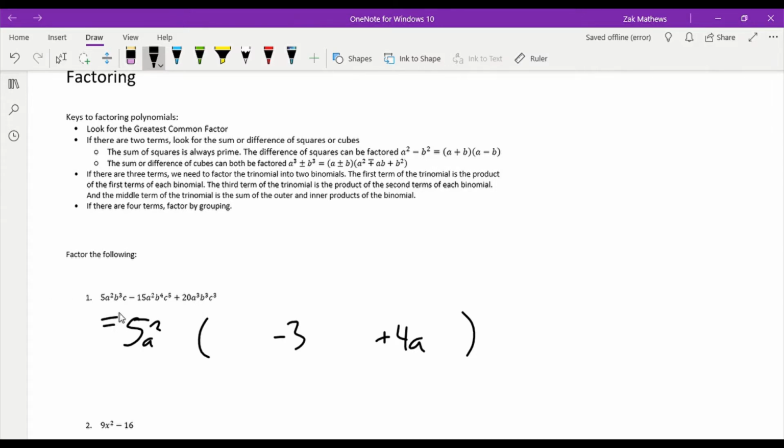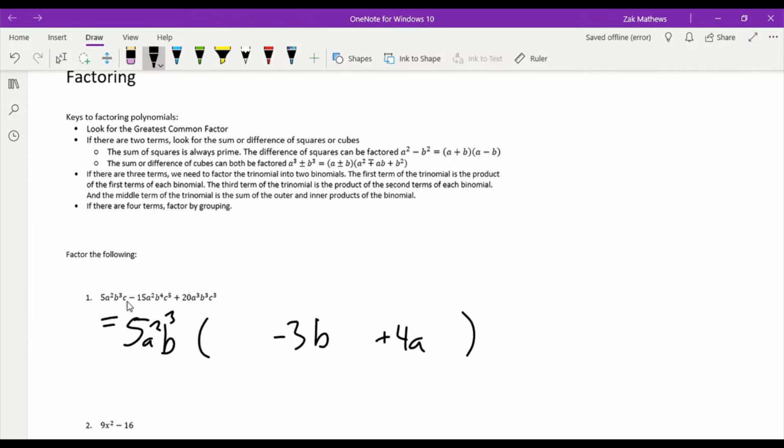Next, we're going to move on to the b terms. I see a b cubed, a b to the fourth, and a b cubed. So I'm going to pull out the b cubed. Well, I pulled out all of those b's there, so I have still that 1 here. So I have a 1 from the 5, a 1 from the a, and a 1 from the b. 1 times 1 times 1 is just 1. Then I take a b cubed out of a b to the fourth. That leaves me just a b. And then b cubed divided by b cubed, I have just a 1 in that last position as well.